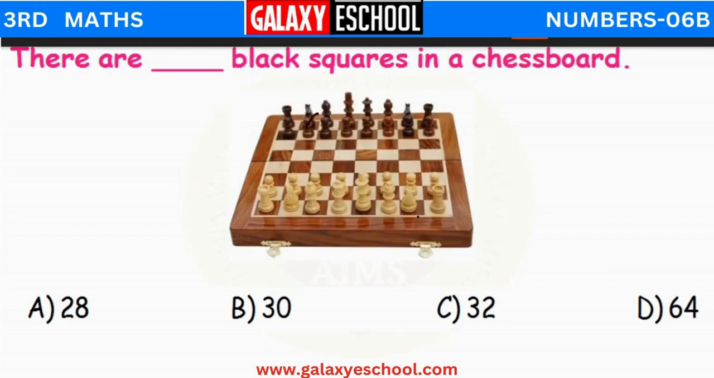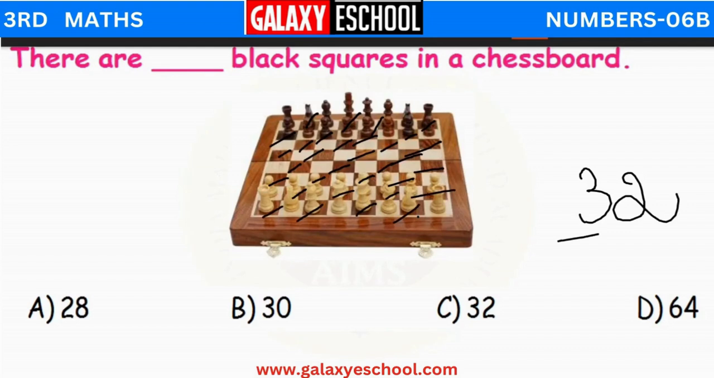Let us count. 1, 2, 3, 4, 5, 6, 7, 8, 9, 10, 11, 12, 13, 14, 15, 16, 17, 18, 19, 20, 21, 22, 23, 24, 25, 26, 27, 28, 29, 30, 31, 32. How many black squares are there in a chessboard, children? 32. Option C.